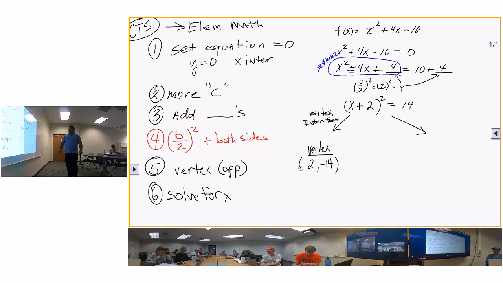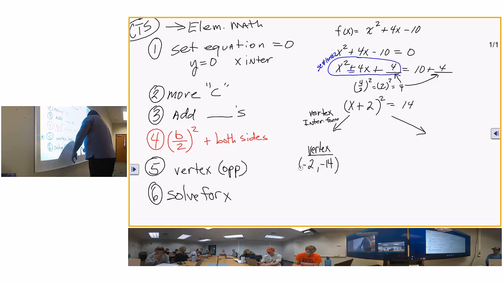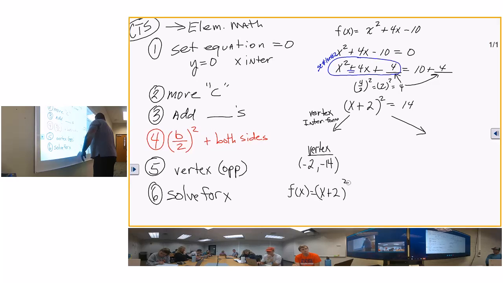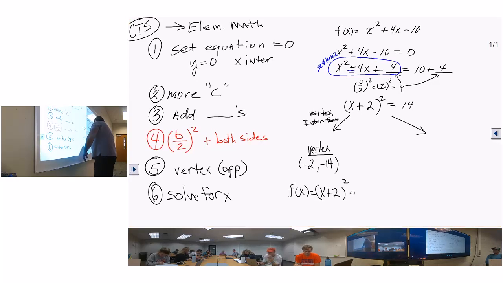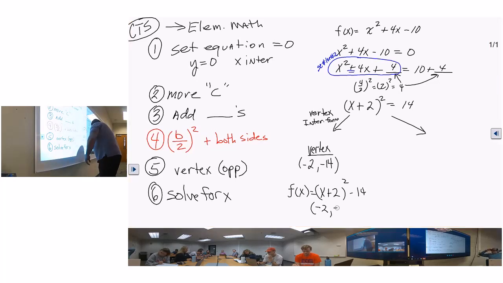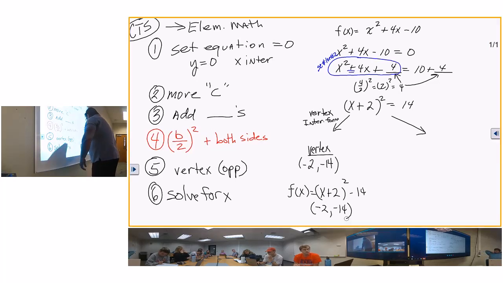Now you want to put it in, though this is just an option. The only thing you do is you put f of x in front of the function, and you say x plus 2 quantity squared minus 14. And then you can find your vertex by taking the horizontal shift, which is 2 to the left and 14 down. This is what we call intercept form.